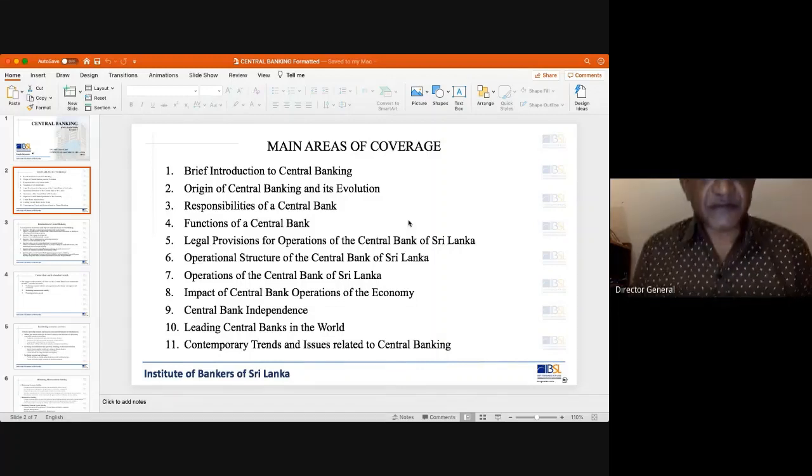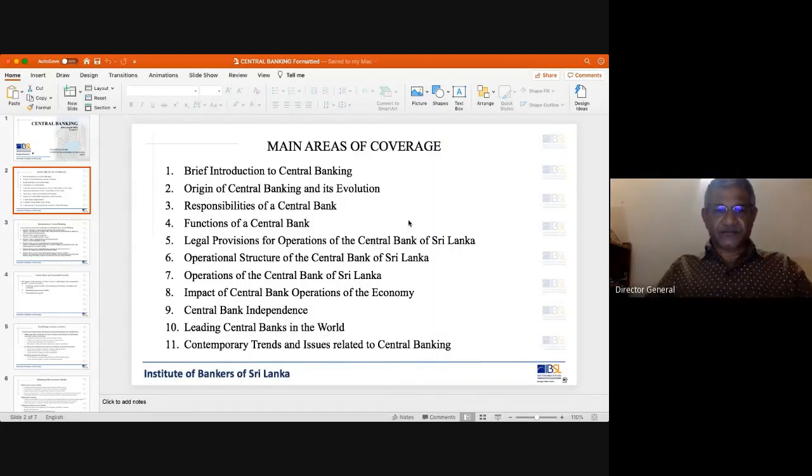Then we will discuss the operational structure of the central bank. There are a large number of operations performed by the central bank. We will understand how these operations are structured and what the relationships among them are. Those things we can discuss. And also, if you want to study other central banks, you can compare the structure of the Central Bank of Sri Lanka with the structure of some other central bank. There you can see the similarities and differences if you want to go into the details.